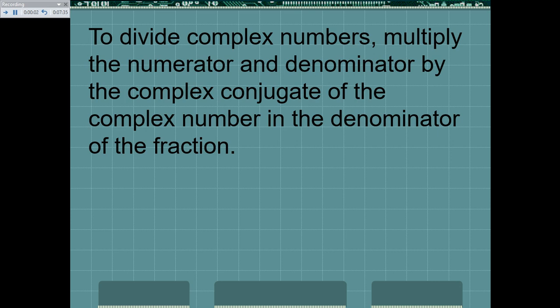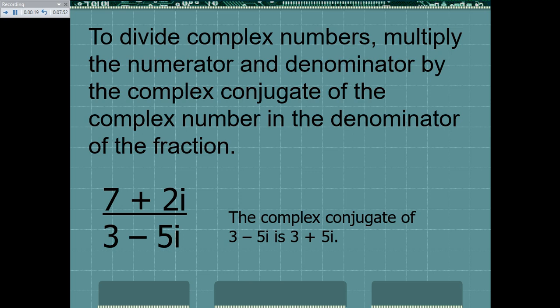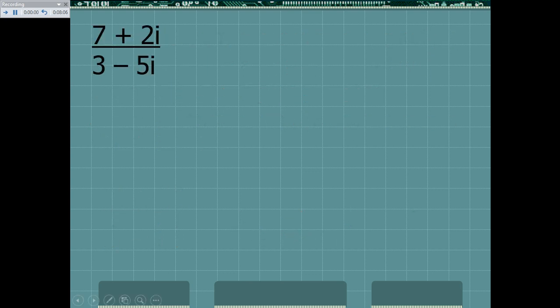Dividing complex numbers: multiply the numerator and denominator by the complex conjugate of the complex number in the denominator of the fraction. We have 7 plus 2 iota divided by 3 minus 5 iota. Here we have to select the conjugate first. The conjugate of 3 minus 5 iota is 3 plus 5 iota. We multiply and divide by the conjugate, 3 plus 5 iota.